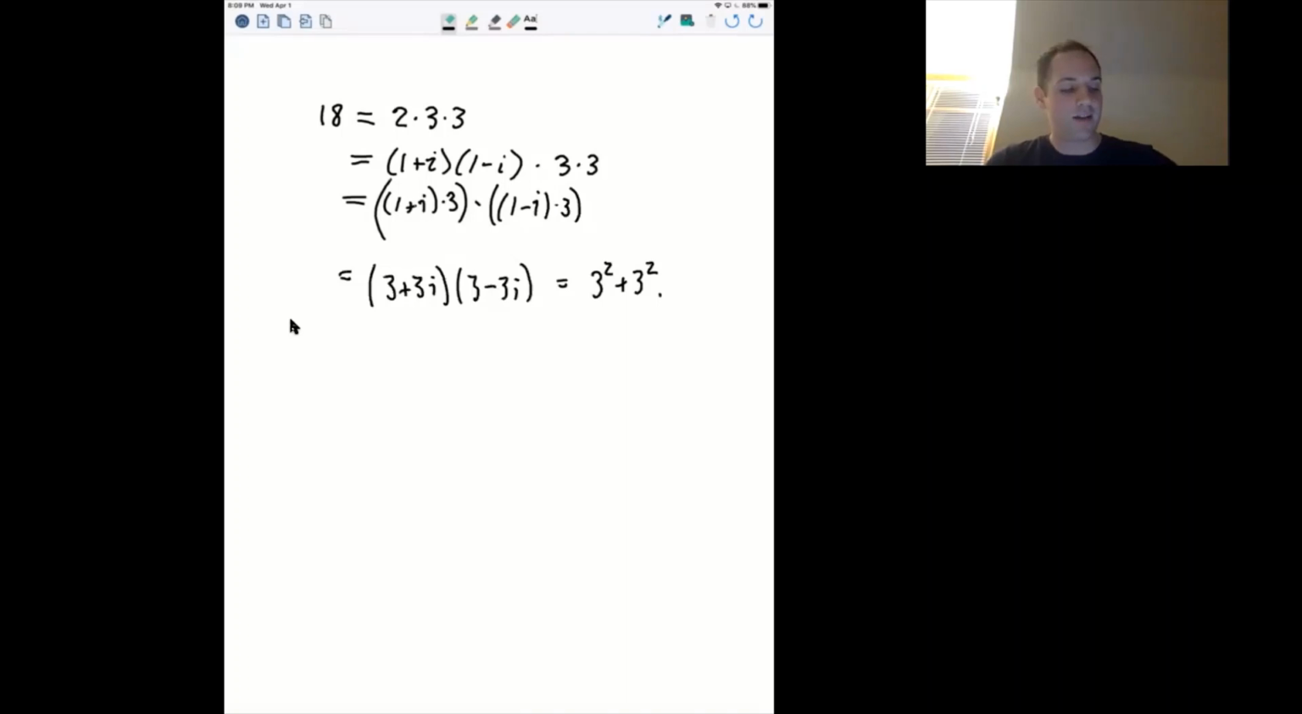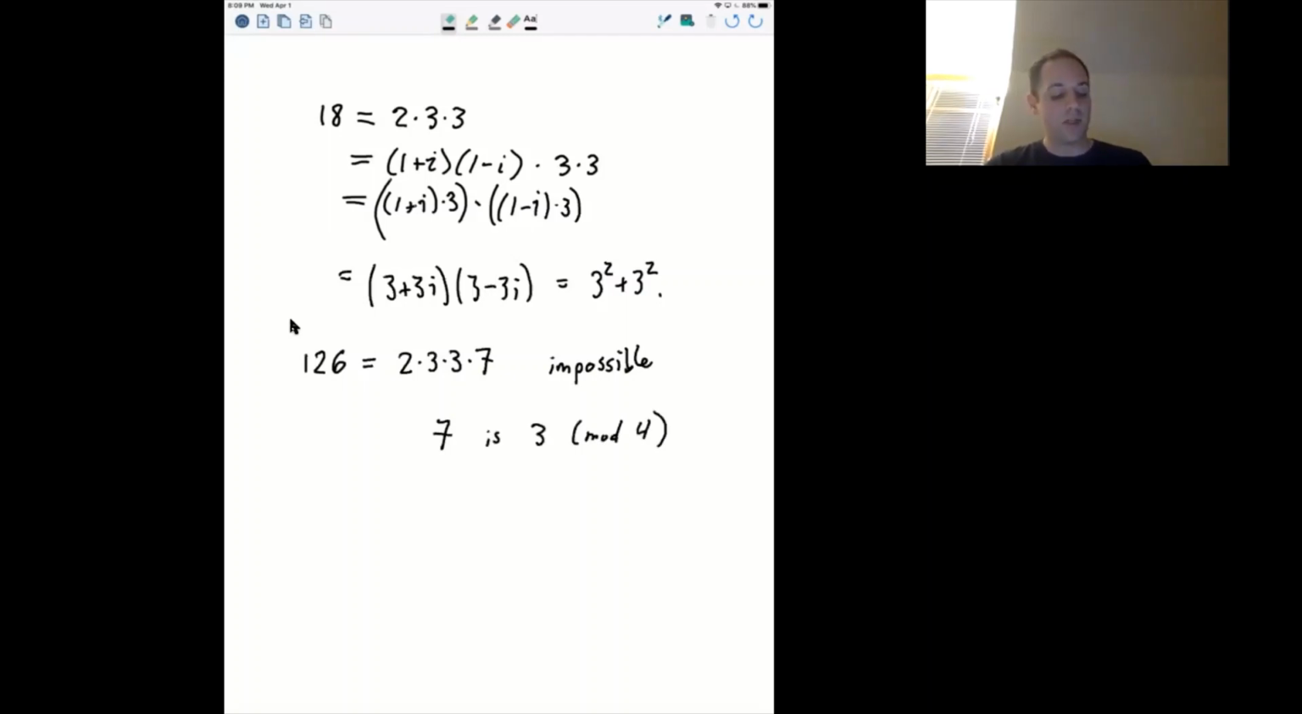And what's another one that's bad? If you had like a 7 over here, so what's 18 times 7? 126. So if you had 2 times 3 times 3 times 7, then you're in bad shape. So this is impossible, right? Because the 2 is okay. The 2 is great. The fact that there are two 3s is also good because you can split them evenly. You can put one 3 with one of them, and then the other one with the conjugate. But the fact that there's only a single 7, and 7 is 3 mod 4, and it only appears once, and 1 is odd, means that it's not possible.